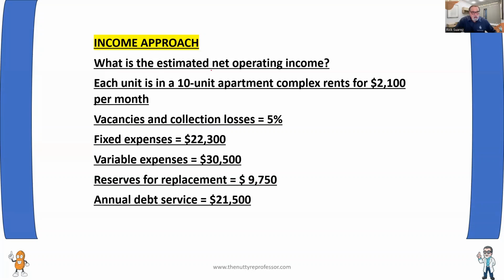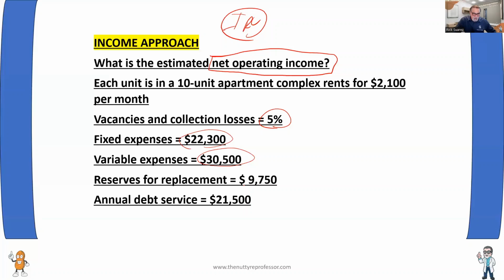It says, what is the estimated net operating income? So right here, I don't need the IRV formula. It doesn't apply. It may apply on another one we're going to do. Each unit in a 10-unit apartment complex is rented for $2,100 per month. Vacancies and collections is 5%. Fixed expenses is $22,300. Variable expenses is $3,500. Reserves for replacement is $97.50, and annual debt service. Now, this is obviously a trick because there is no annual debt service all the way to the NOI. So this one is the first thing we're going to take out.